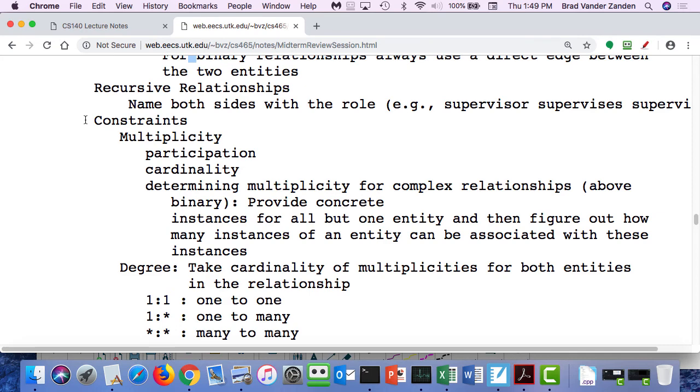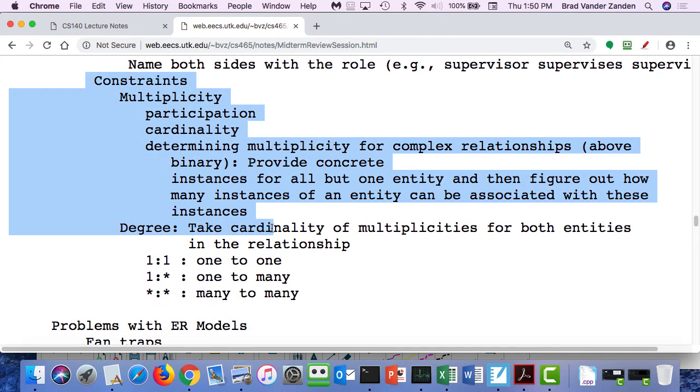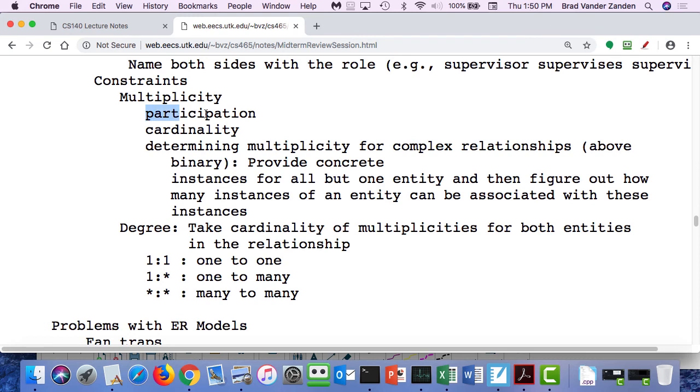Another important thing for the exam is multiplicity and degree. You need to be able to give me the multiplicity of a relationship. Participation is the minimum number of entities in the relationship. Cardinality is the maximum number. You also need to be able to tell me the degree of a relationship, which you simply get by taking the cardinalities of the two multiplicities and putting them together.